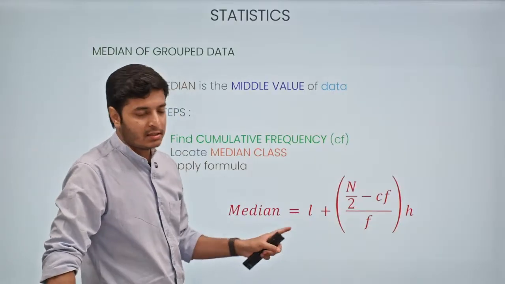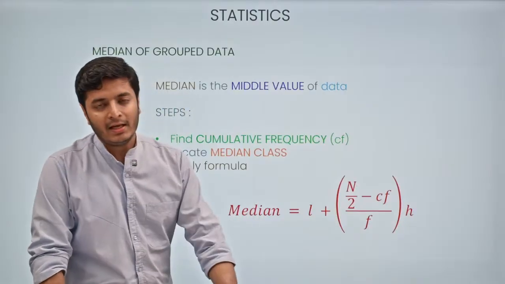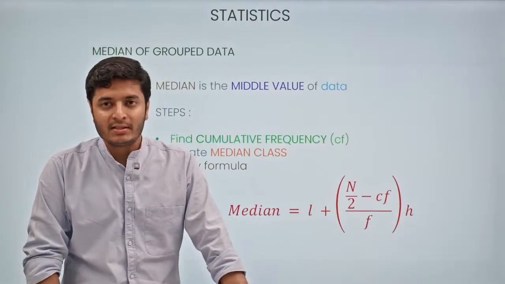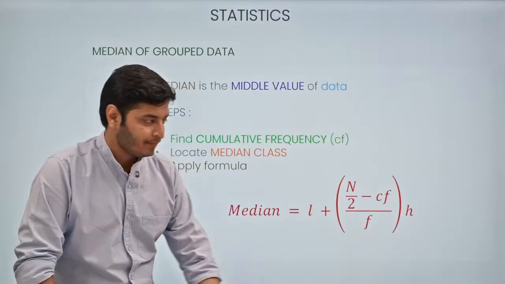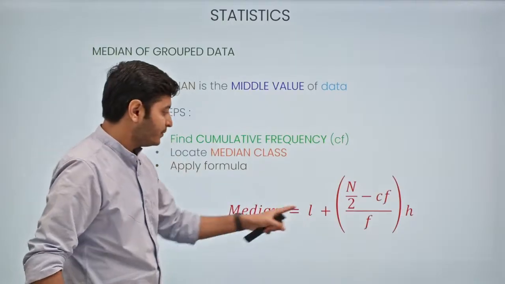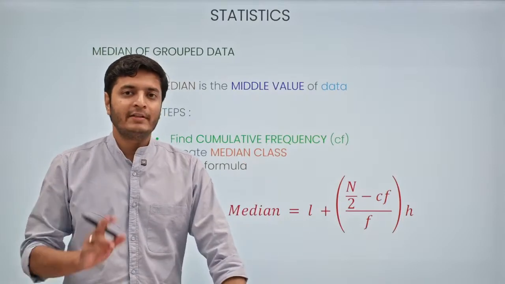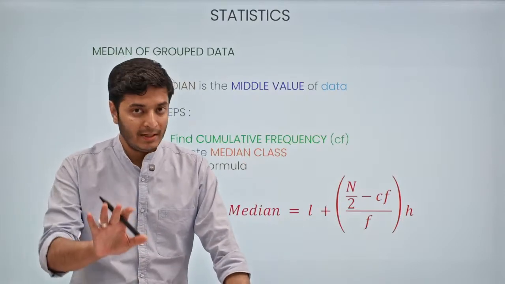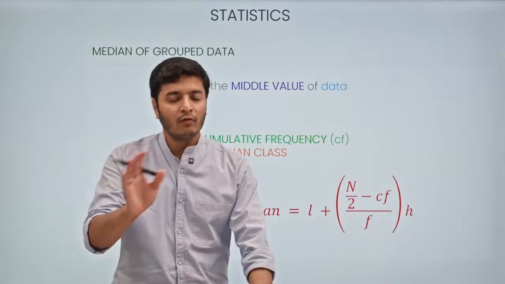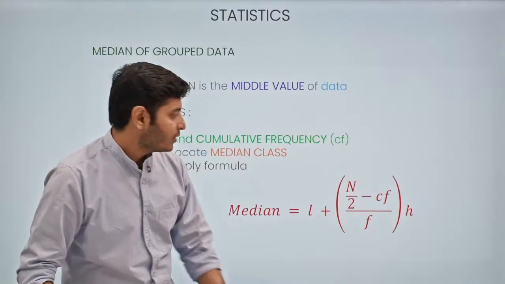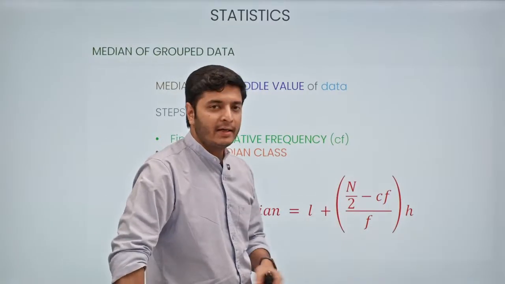Then we are going to apply this formula. The formula is L plus N by 2 minus CF by F into H. What are these values? L is nothing but the lower limit of the median class. Whichever class we are considering to be our median class, L value is the lower limit of that class interval. Now, N by 2 is what?